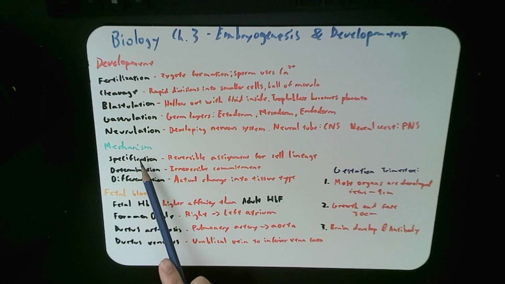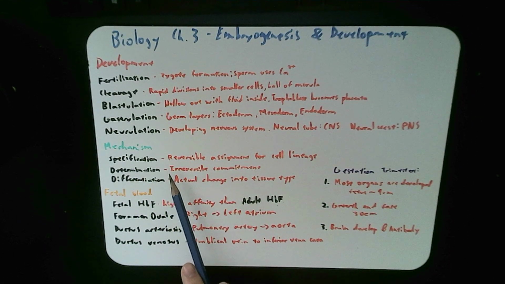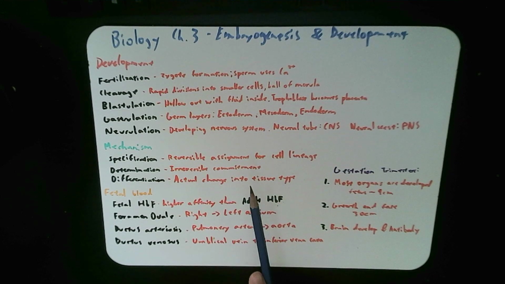Right, now we have the mechanism of how it's done. Starting off, we have a cell that undergoes specification. You can think of it as assignment for cell lineage, so it is still reversible. Think about a class of children being asked, what will you be doing for a school festival? One says, I think I will prepare some food stands. Another says, I could do some origami, or I could make some arts and crafts.